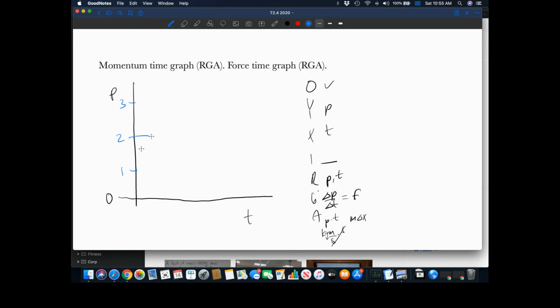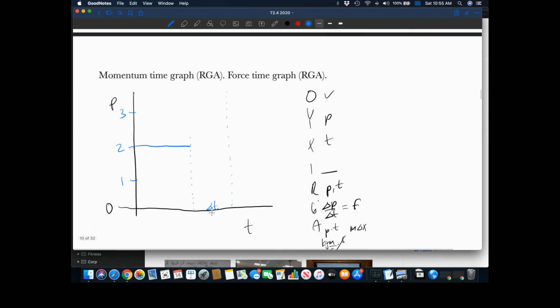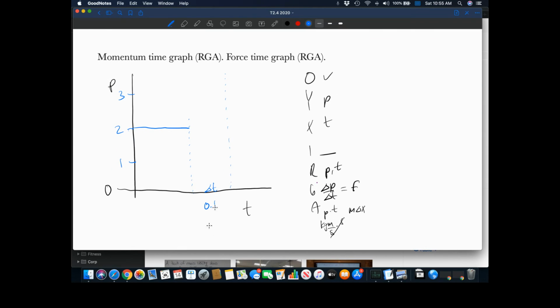So we had an initial momentum like this, and it's moving along minding its own business. And then the hand comes in and interacts with it for a certain period of time. This delta T, which we learned was a tenth of a second. So this is 0.1 seconds.